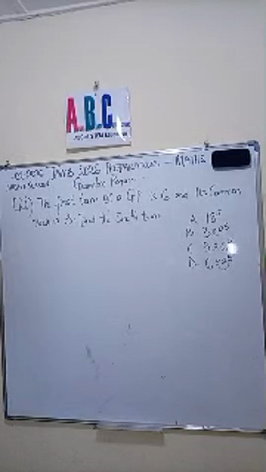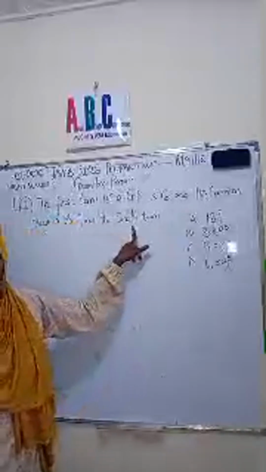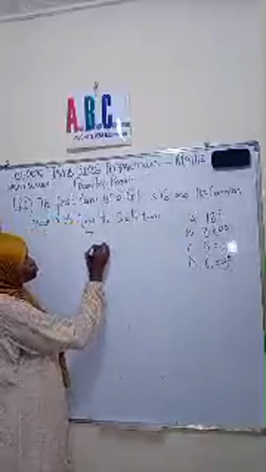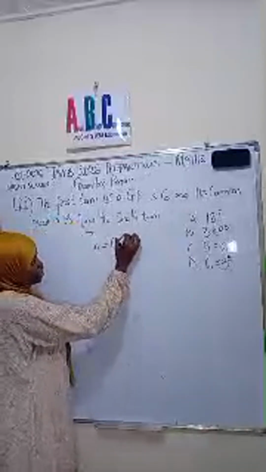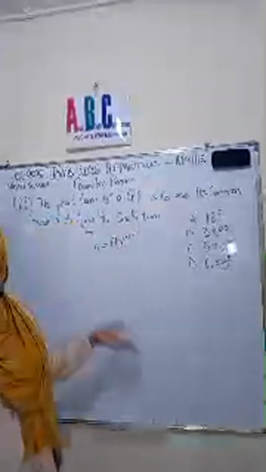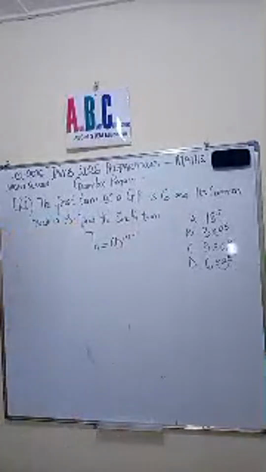So the question says the first term of a geometric progression is 6 and its common ratio is 3. Find the 6th term, right? Remember the formula for the nth term of a GP. You're going to use Tn is equal to ar to the power of n minus 1. So all we have to do is simple substitution, and you get a final answer. Drop your answer in the comment section.